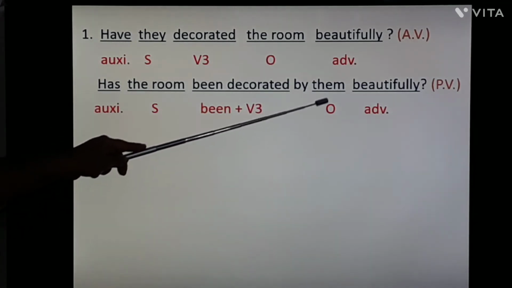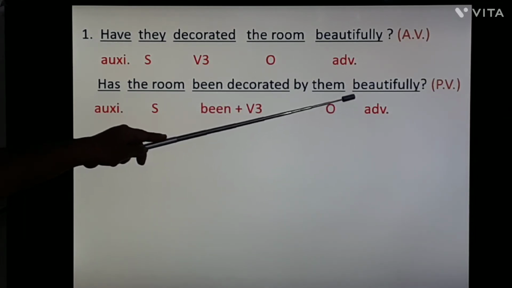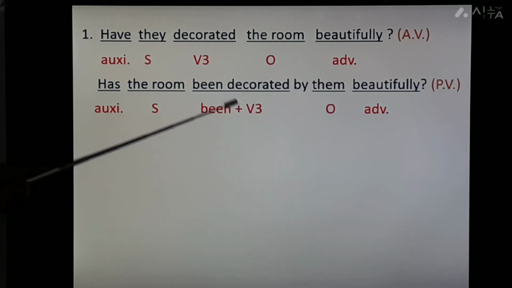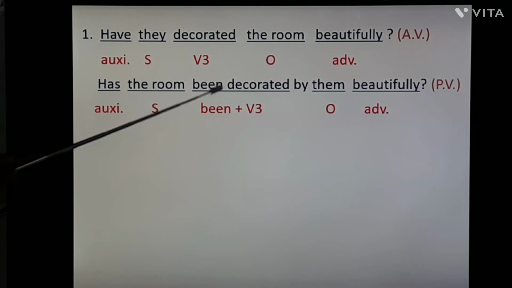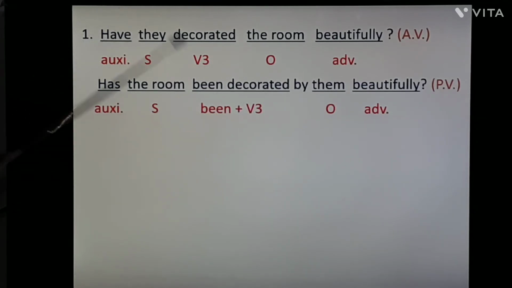in passive, and then beautifully. The adverb will be the same. Then put a question mark at the end. This is passive voice. So has, auxiliary, the room, subject, been, then decorated by them beautifully. Has the room been decorated by them beautifully? This is passive voice.